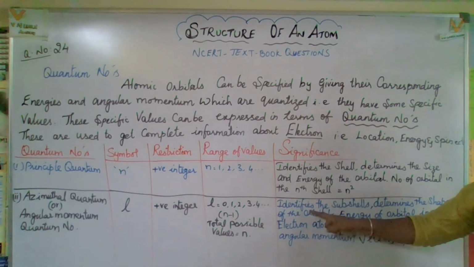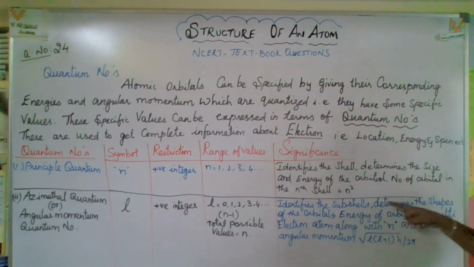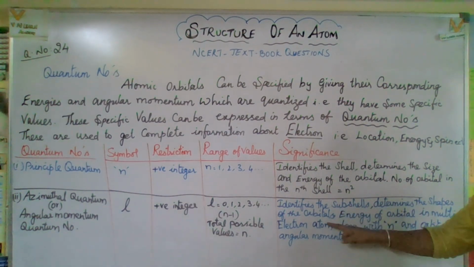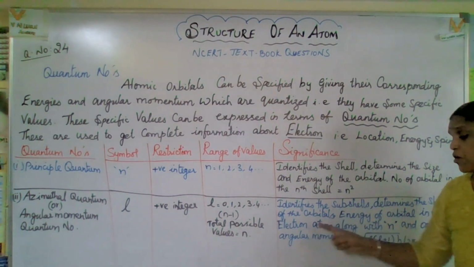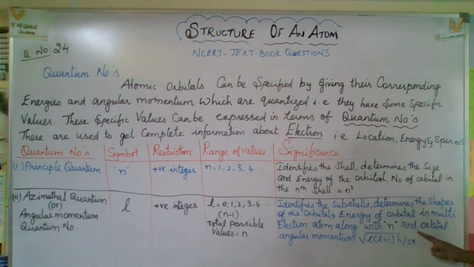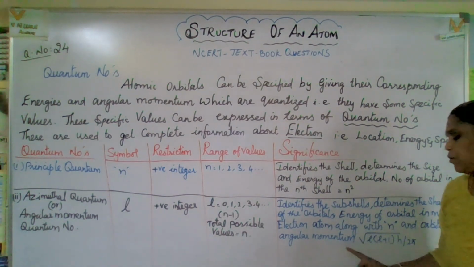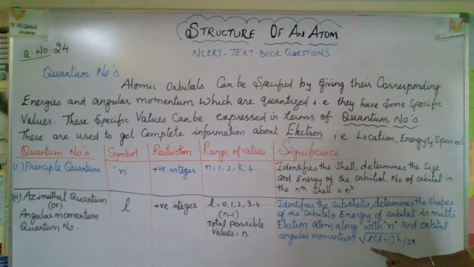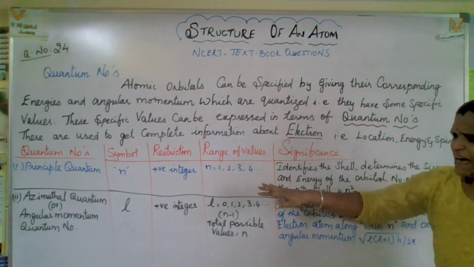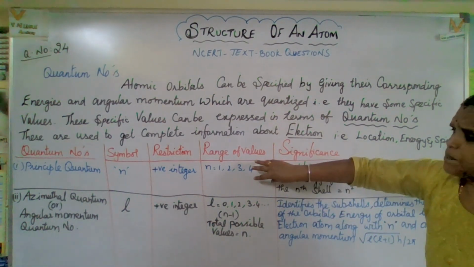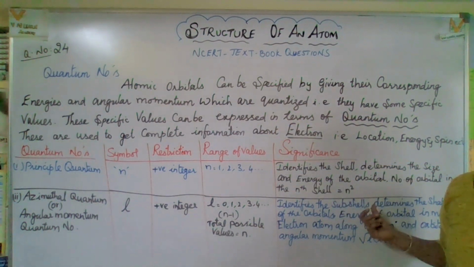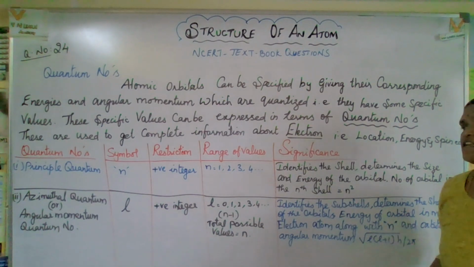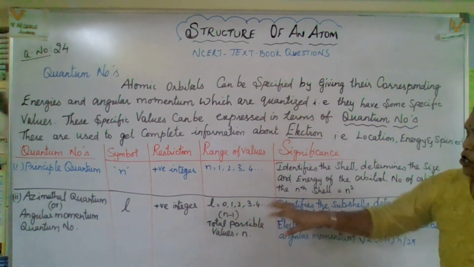So this azimuthal quantum number identifies the subshell, determines the shapes of the orbital, and the energy of the orbital in a multi-electron atom along with n, and the orbital angular momentum, which is root of L into L plus 1, h by 2 pi. I hope you got a clear idea about the principal quantum number, its symbol, range and significance, and in the same way the azimuthal quantum number and all those points.